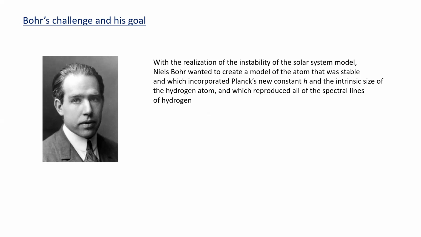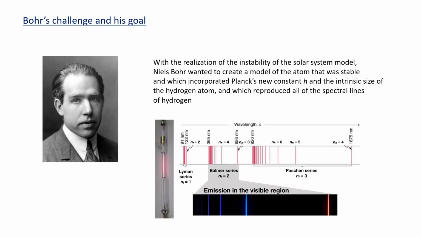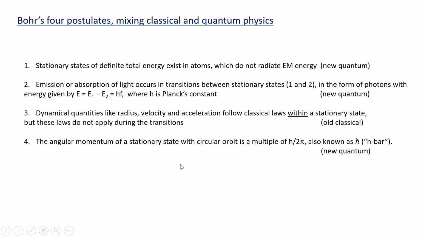And he wanted to create a model of the atom in such a way that reproduced all of the spectral lines of hydrogen. You remember from our class on spectral lines, we have the visible Balmer series, the infrared Paschen series, and the ultraviolet Lyman series. And so he came up with four postulates, as I mentioned before, kind of a mixture of classical and quantum physics. And here were the postulates that he came up with.